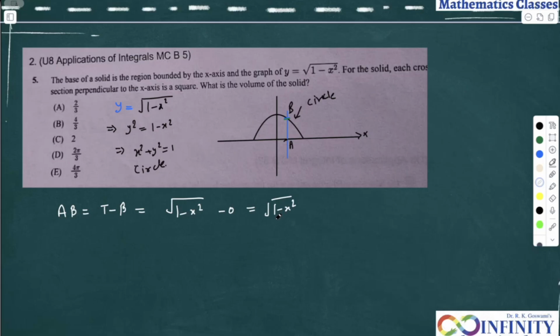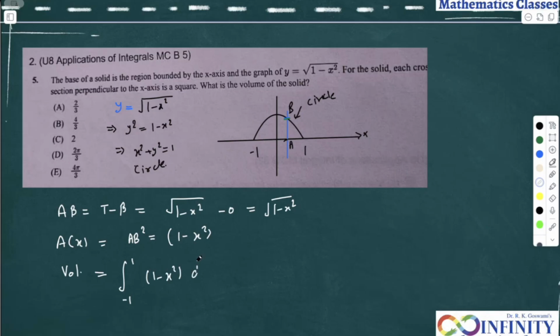No doubt. What is going to be the area of the cross section? Because it is a square, it is AB square only. Simply 1 minus x square. So if anyone asks you about the volume, you need to plug in the limits. The left end point is -1, the right end point is going to be 1. So the limits should be -1 to 1, and 1 minus x square dx.